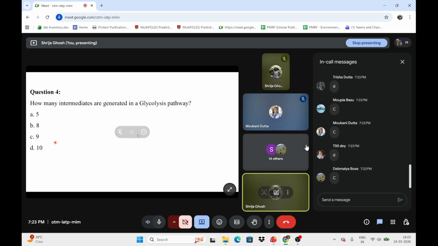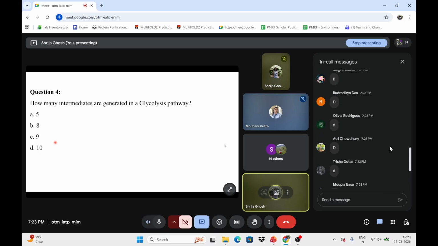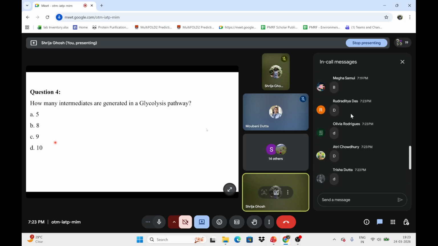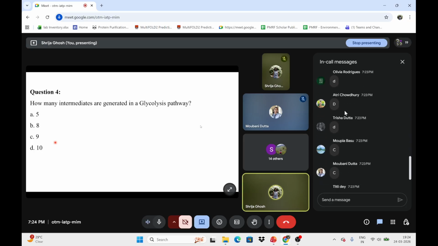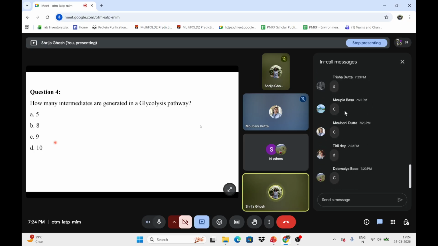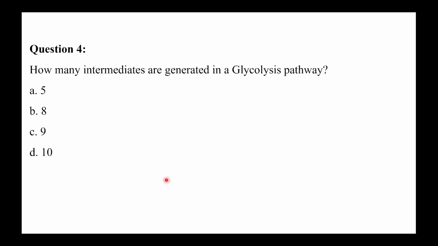Okay, I'm getting different answers now. I can see some people are answering option D and some are answering option C. 9. Okay. Majority have answered option D, 10. So the correct answer to this question is option D, 10. So there are 10 intermediates in the glycolysis pathway. I don't know how you got 9.